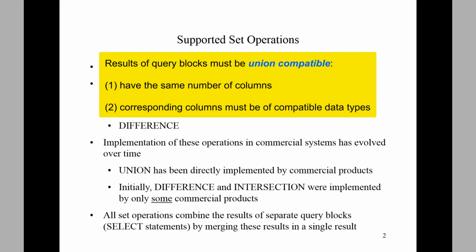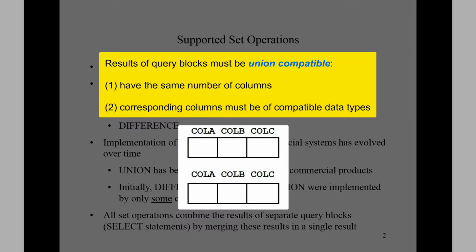What union compatible means is that all select lists in the statements or the query blocks that are being combined must first have the same number of expressions. Second, the corresponding columns from these select lists must be of the same data type or can be converted explicitly or implicitly. Thus, they must be of compatible data types.